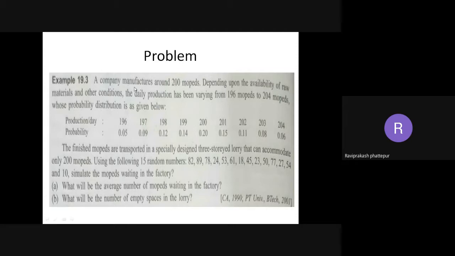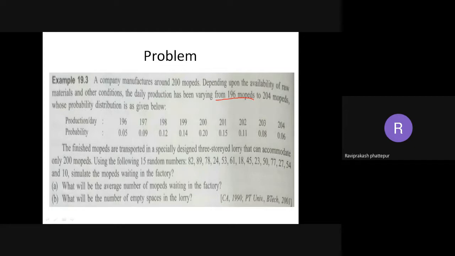What it is: a company manufactures around 200 mopeds. Okay, two wheelers. You can take a small moped like TVS. You might have seen TVS Ultra. Those are called mopeds. Okay, a company manufactures around 200 mopeds. Depending upon the availability of raw materials and other conditions, the daily production has been varying from 196 to 204 mopeds. Okay, so what is happening here?